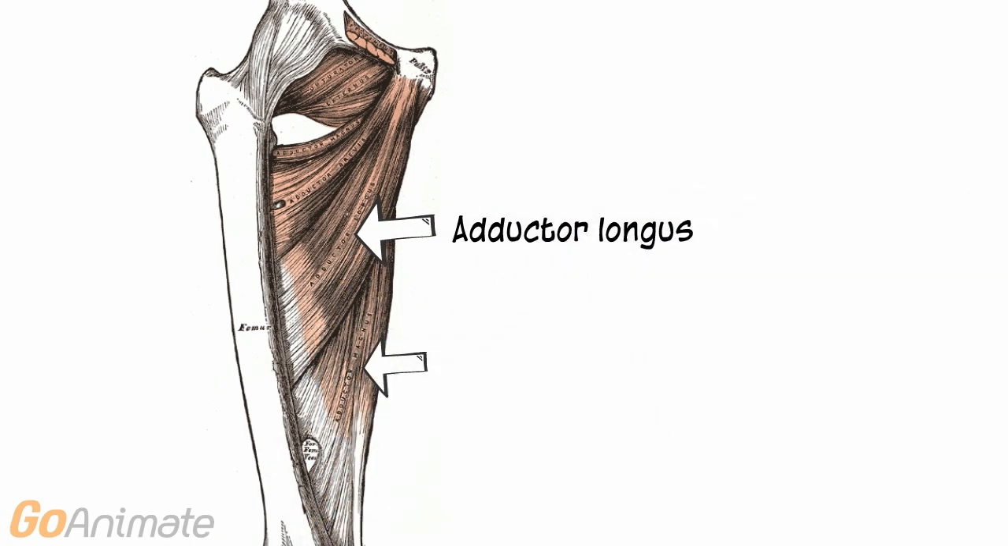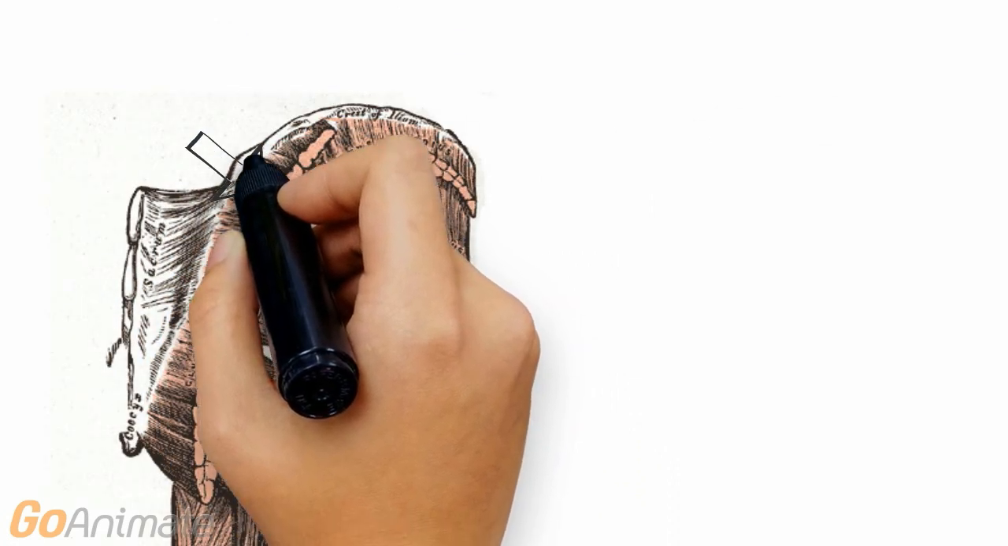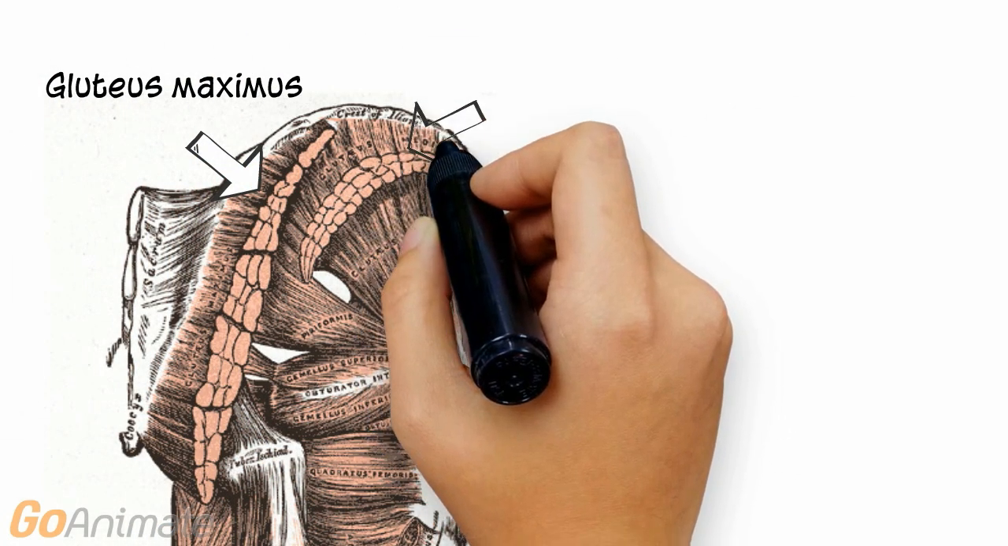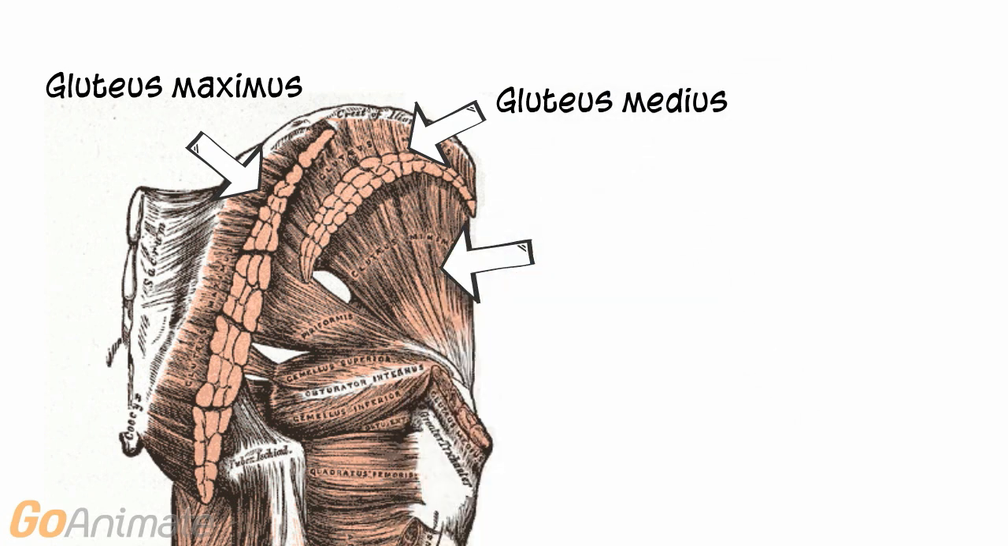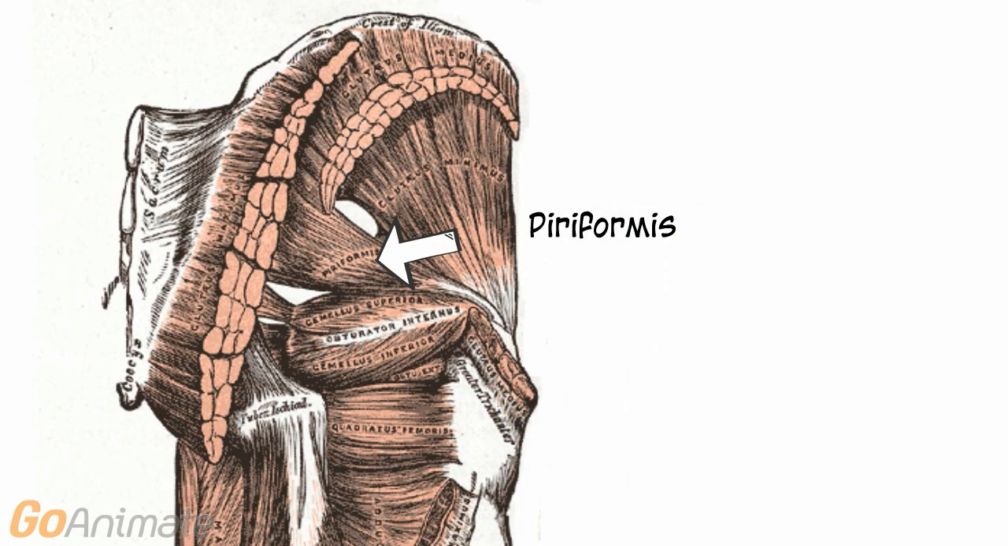Here is the adductor group of muscles on the medial aspect of the leg. There is the adductor brevis, longus, and magnus. In the posterior leg, we have the gluteus maximus and gluteus medius, which are cut to reveal the gluteus minimus. The piriformis muscle is here.